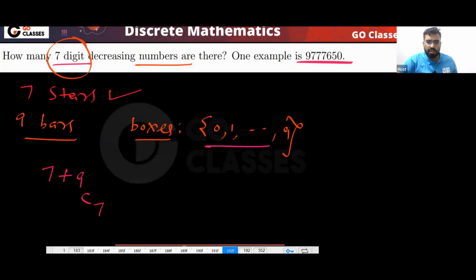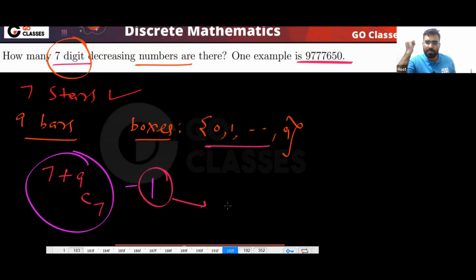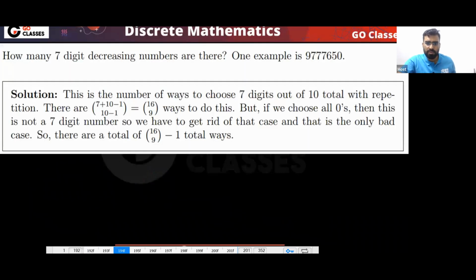Just make sure about the zero. In this case, all the zeros are also selected. When all the zeros are selected, this case we are removing. So very simple. Like this, you can do.